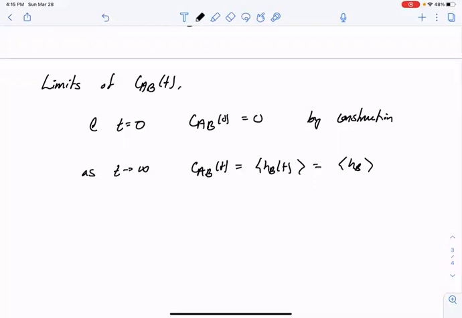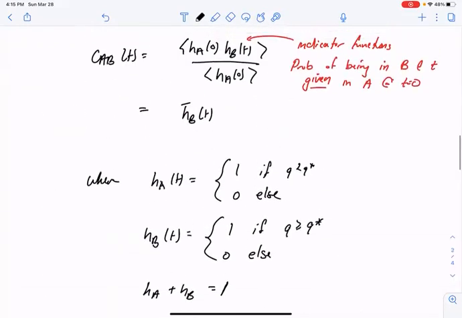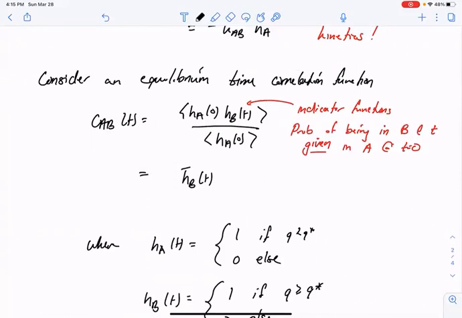Now from the first order kinetics, macroscopic kinetics that we described earlier, we expect that the relaxation to this state to occur exponentially with some characteristic rate. So therefore, taking the derivative of this C_AB, which is equal to this conditioned h_B bar at t, should encode that rate.